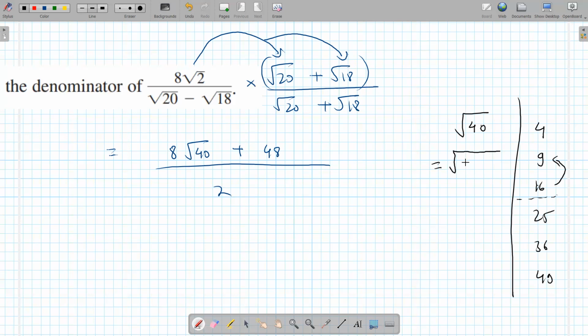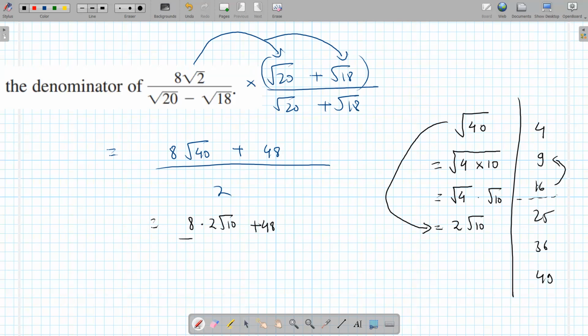Root 40 becomes 4 times 10. 4 because that's the biggest perfect square number it's divisible by, and 10 because of how many times it goes into 40. And then I'm going to split the roots apart. So this becomes root 4 times root 10, which is still root 40. But now root 4 is a 2. See that? So root 40 is actually 2 root 10. So here we do 8 times 2 root 10, because that's what root 40 is.